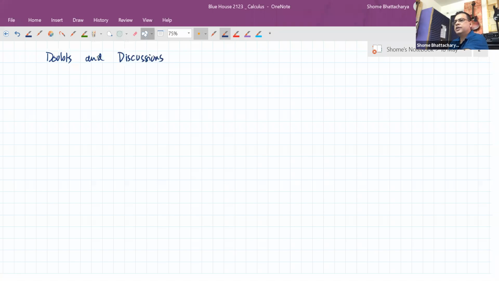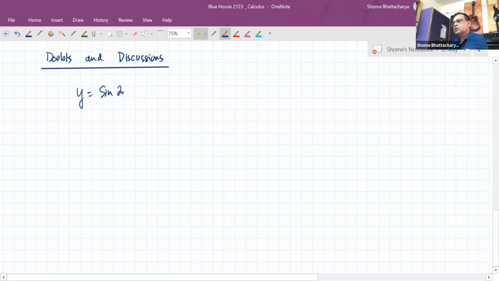So let's devote some time to doubts and discussions today. We'll start with this question from Vidhi: how do we differentiate the function sine 2x?